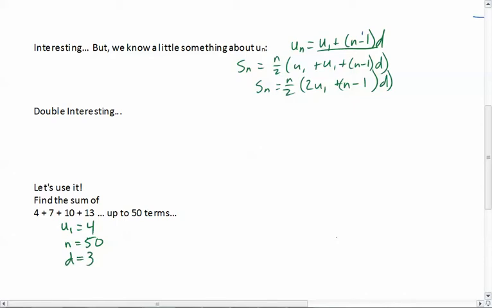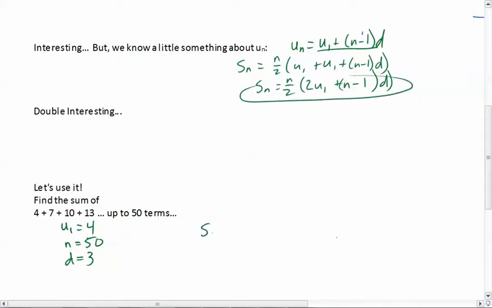7 minus 4 is 3. 10 minus 7 is 3. 13 minus 10 is 3. So our common difference is 3. So we have the first term, we have n, the number of terms, and we have the constant difference. So we can use one of our equations that will now allow us to do that. Here we go, this one right here. It's still showing. It's right there.